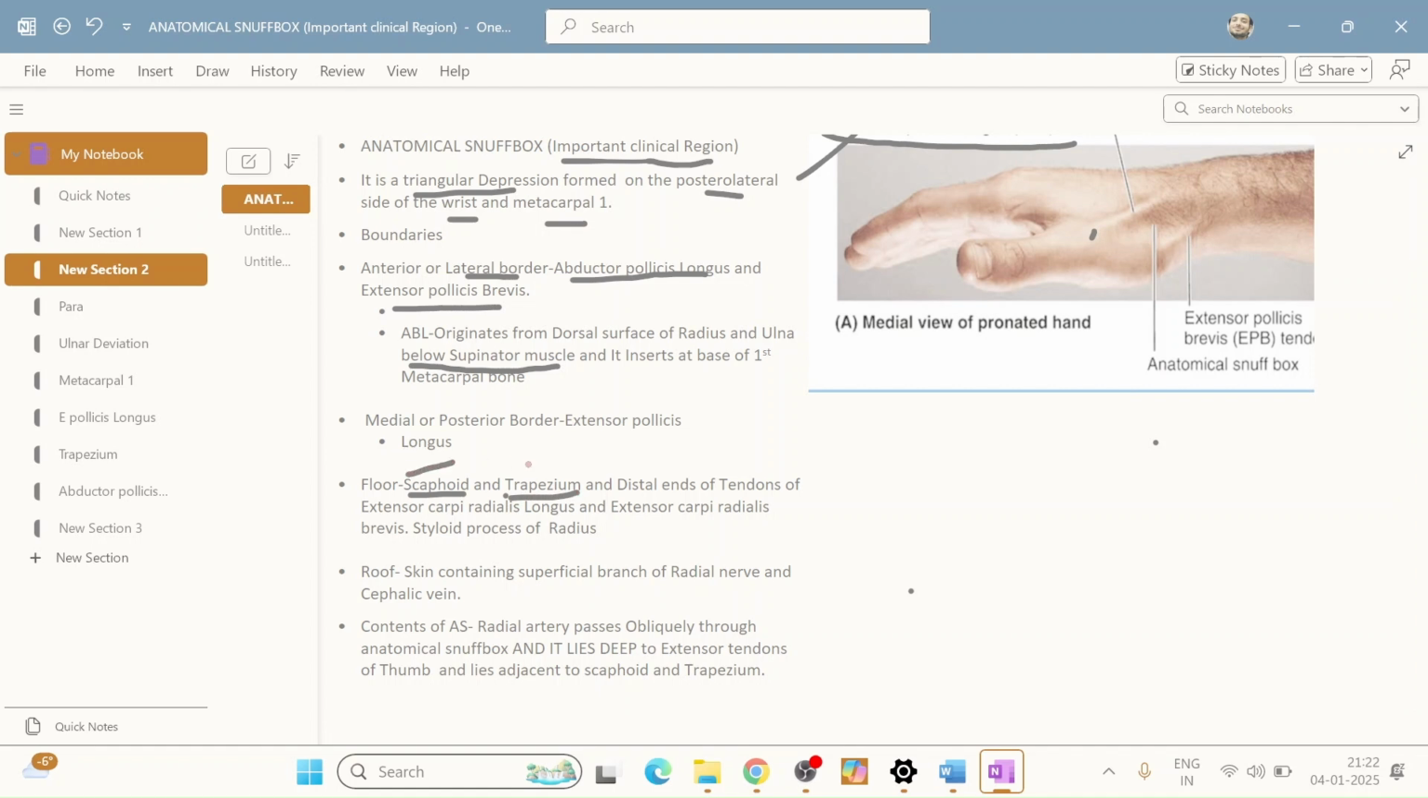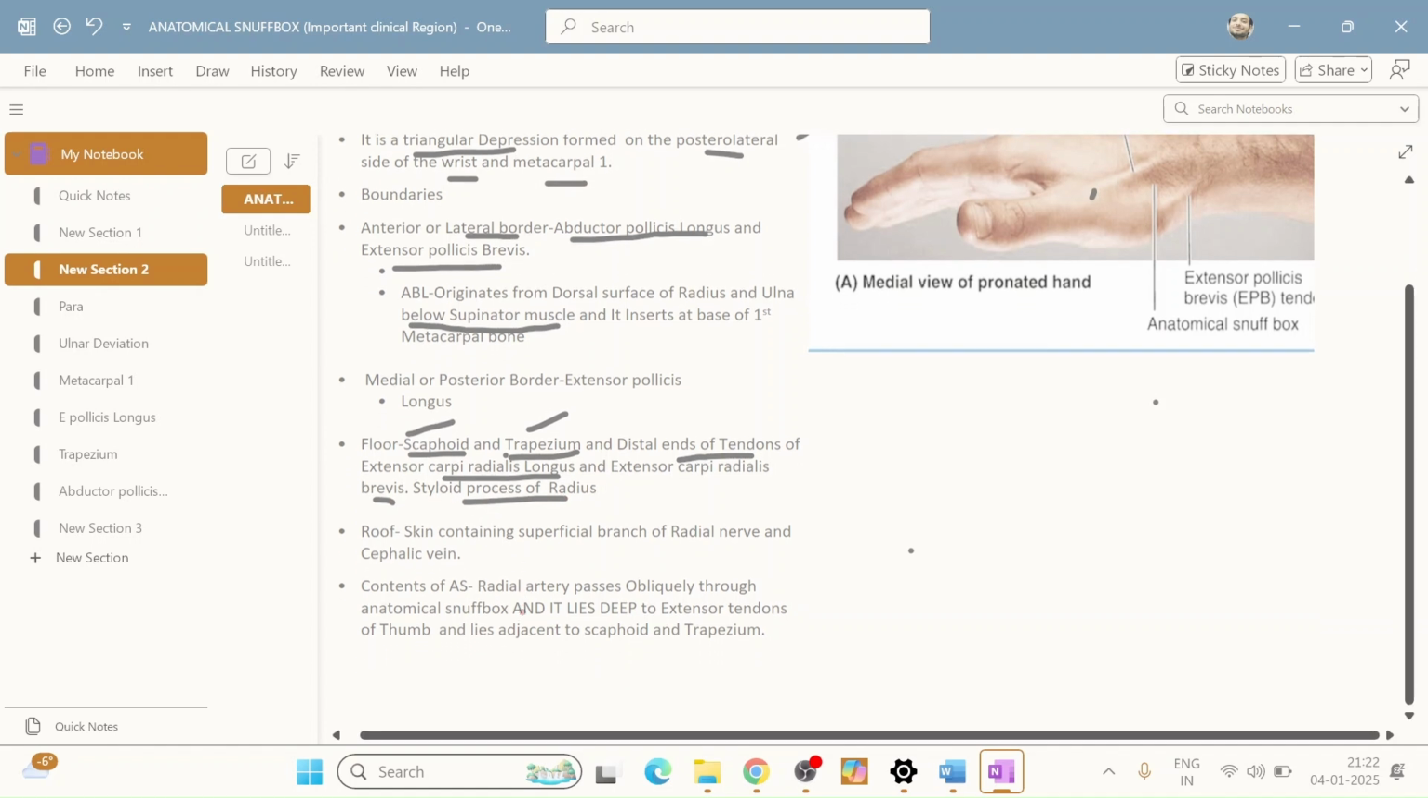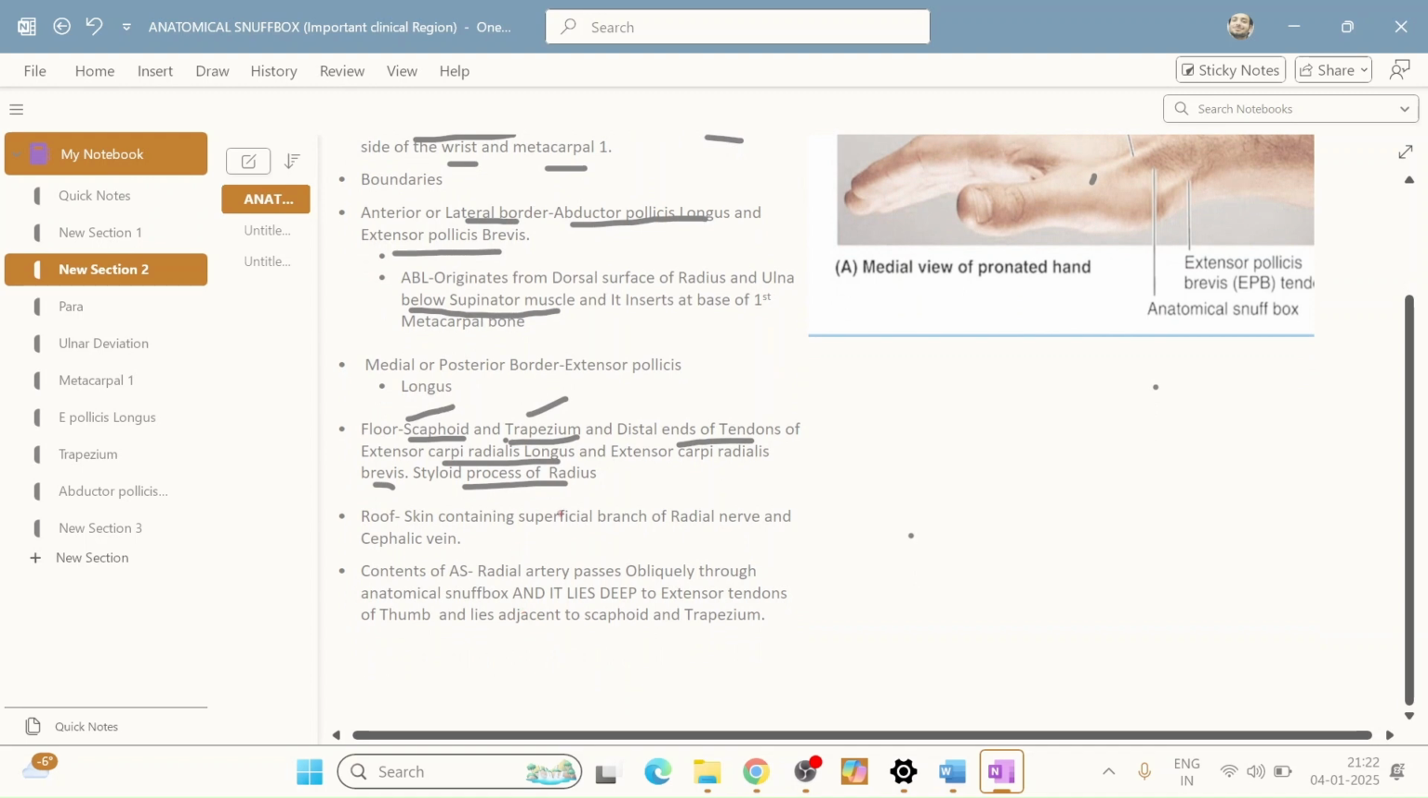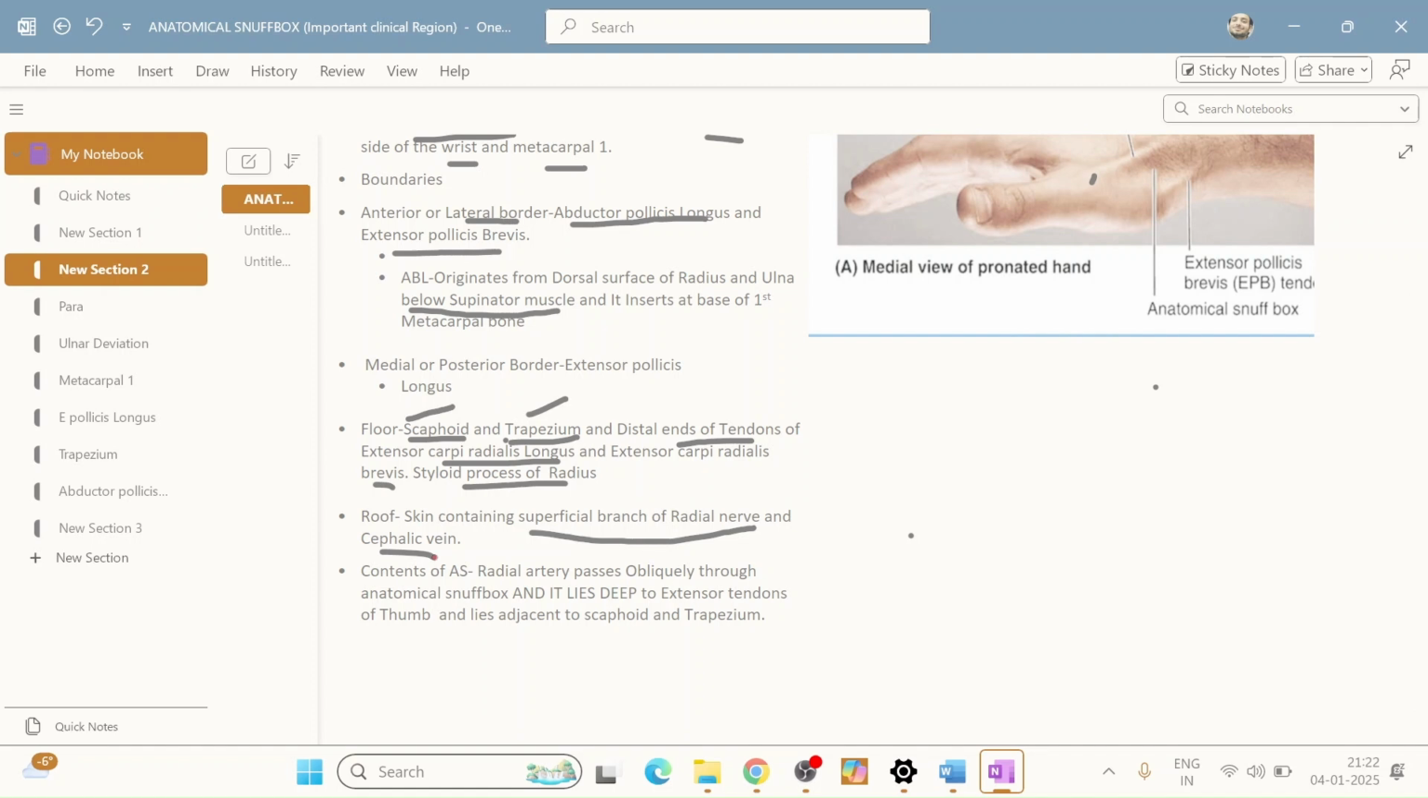So scaphoid and trapezium. And the floor is also formed by the distal ends of the tendons of extensor carpi radialis longus and extensor carpi radialis brevis, plus the styloid process of the radius. Now, the roof of the anatomical snuff box is formed by the skin containing the superficial branch of the radial nerve and the cephalic vein.